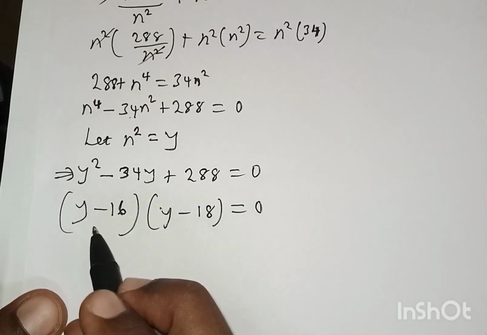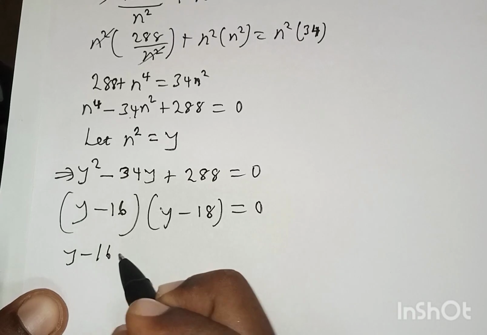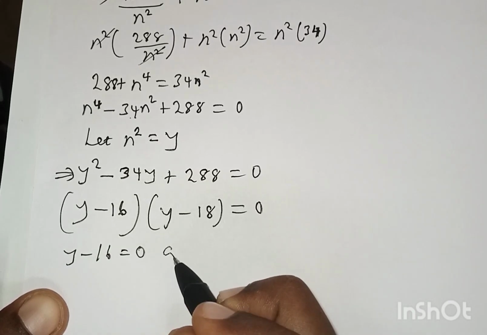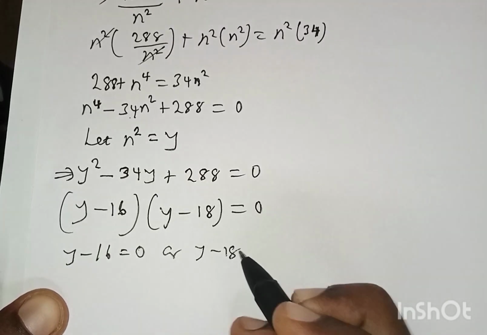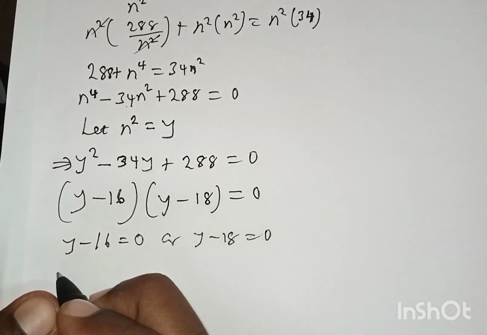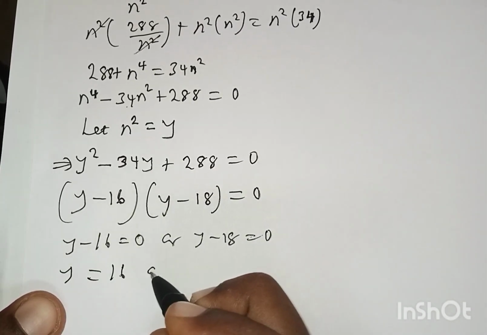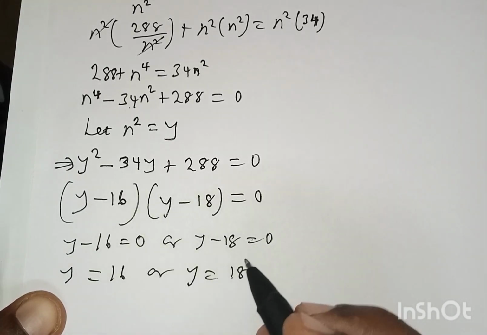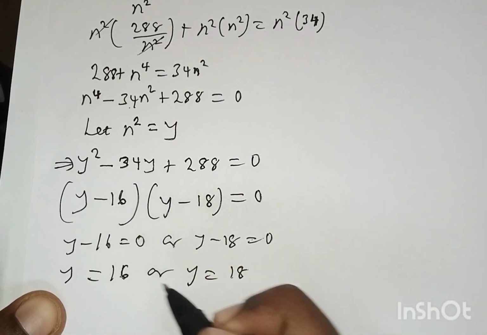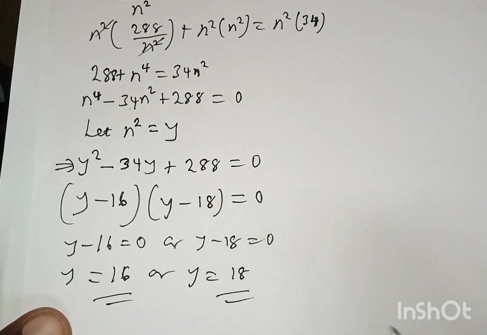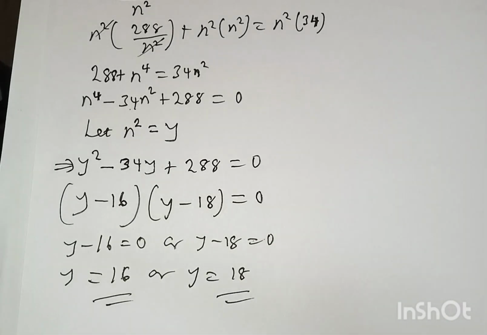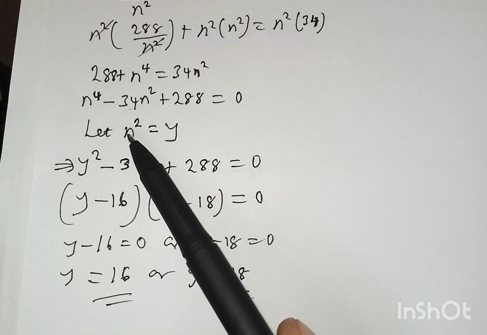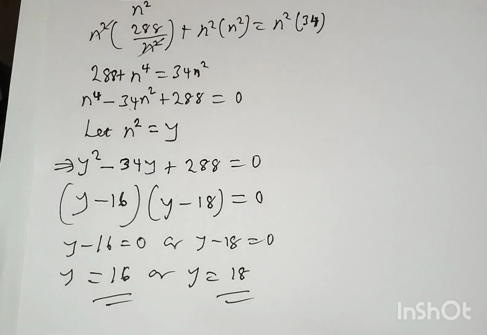So from here it is either the first bracket y minus 16 equals 0 or the second bracket y minus 18 equals 0. So from here we have y equals 16 or y equals 18 if you take minus 16 to the other side and minus 18 to the other side. So these are the values of y. So we test for each value of y, we find the corresponding value of n.